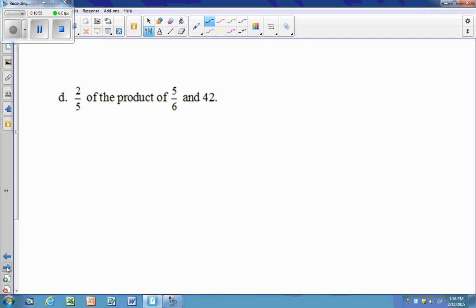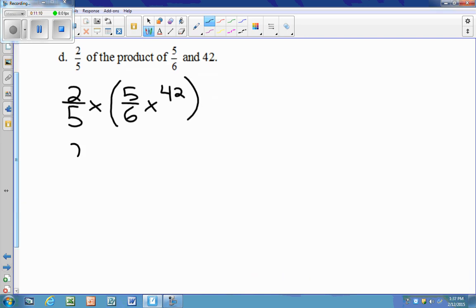We also have 2/5 of the product of 5/6 and 42. So we want 2/5 of the product. Product tells me to multiply 5/6 and 42. When I go to solve this one, I'm going to leave my 2/5 for now. I can do this where I go 42 divided by 6 is 7, and 7 times 5 is 35. And then down here I can say 35 divided by 5 is 7, and 7 times 2 is 14.